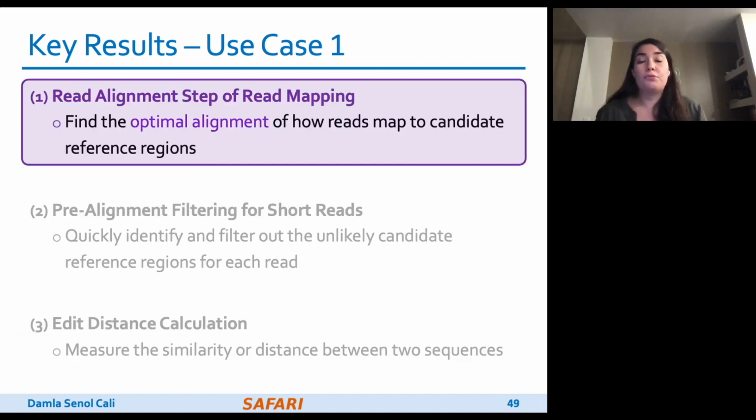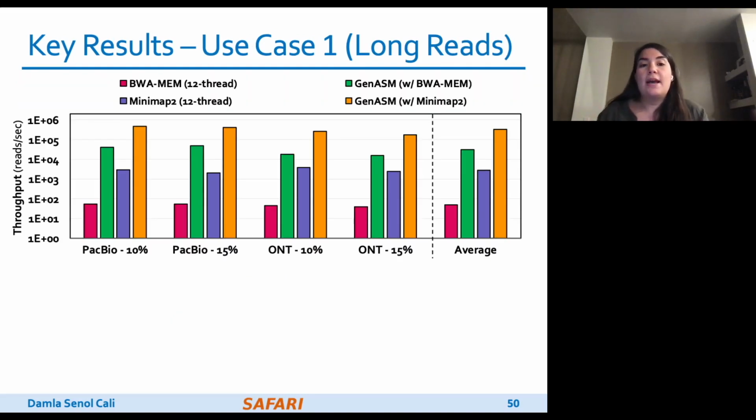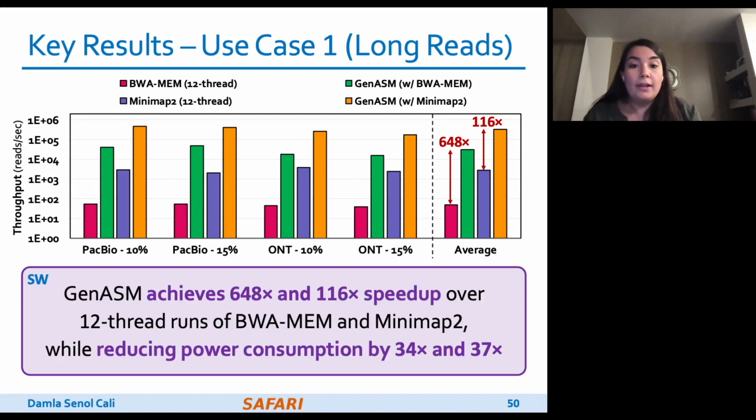Let's look at our results for the first use case, read alignment. So as software baselines, we compare GenASM with BWA-MEM, which is shown with red bars, and Minimap2, which is shown with purple bars. And both BWA-MEM and Minimap2 are commonly used and state-of-the-art read mappers. And we find that GenASM achieves 648 times speedup over the 12 thread run of BWA-MEM and 116 times speedup over the 12 thread run of Minimap2, while reducing power consumption by 34 times and 37 times.